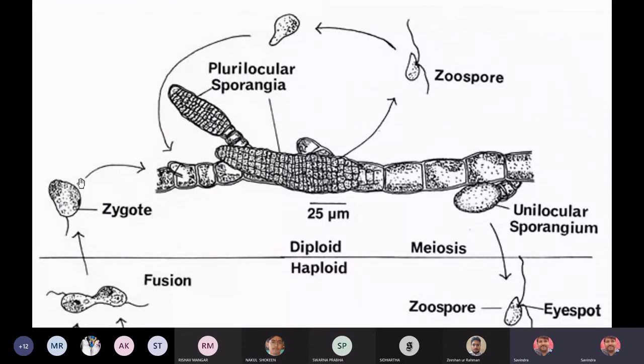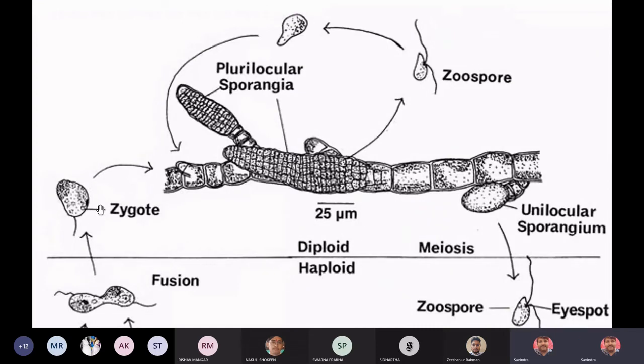What we are saying is, we are starting from this zygote. We take the circle to start from somewhere, so we assume our life cycle of Ectocarpus is starting from this zygote. This zygote will develop into a sporophyte. This sporophyte has two structures, plurilocular sporangia and unilocular sporangia.